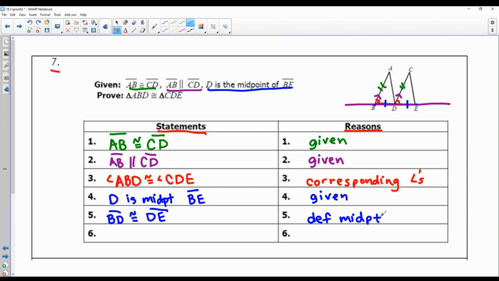Very good. Now, look what we have here. We've got a side that's congruent, an angle that's congruent, and another side that's congruent. So can we go ahead and jump now to say that triangle ABD is congruent to triangle CDE? Yes, we can. And the reason is because of our side angle side postulate. And you're done with that one.